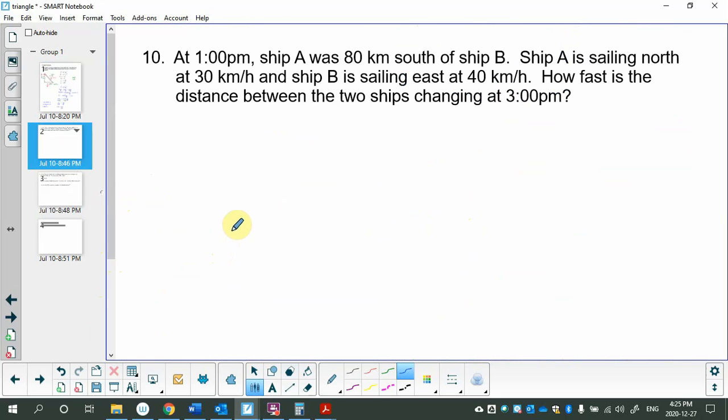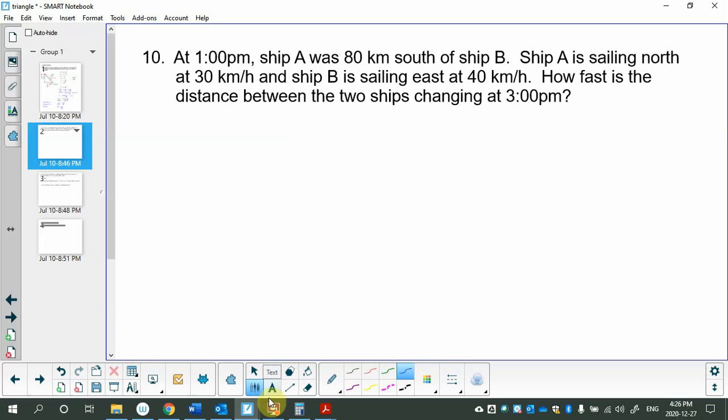All right, so let's just read through this, and then I want to explain how I know something. So at 1 p.m., ship A was 80 kilometers south of ship B. Ship A is sailing north at 30 kilometers per hour, and ship B is sailing east at 40 kilometers per hour. How fast is the distance between the two ships changing at 3 p.m.?